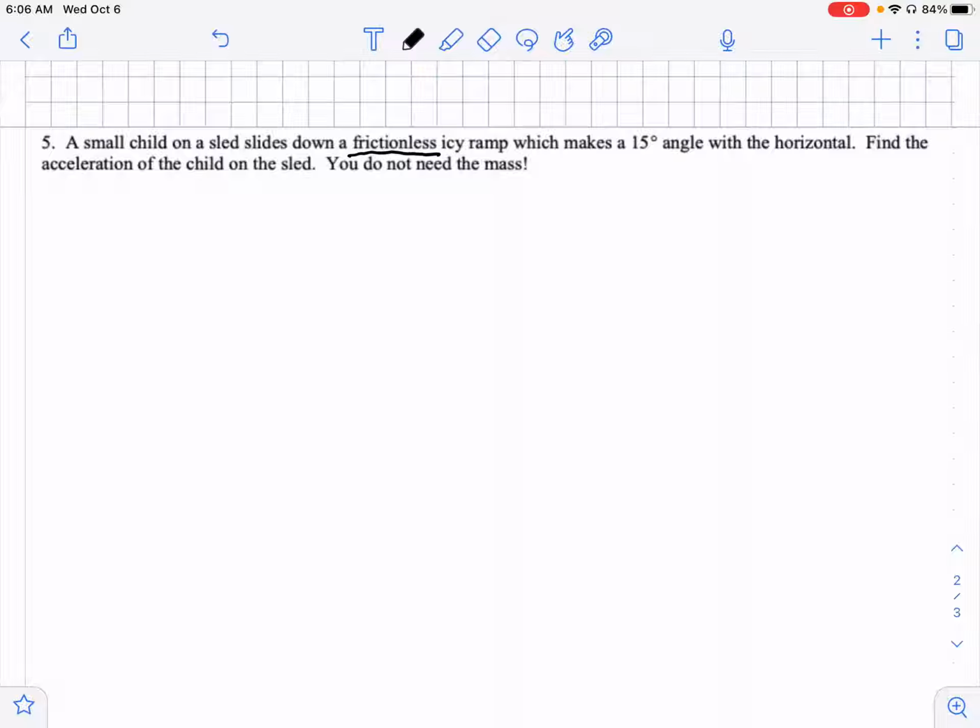So let's first make our free body diagram. We have Fg down, and then we have the normal force, perpendicular. And so this is all our forces, because it's a frictionless icy ramp, so there's no friction, and they're just sliding down the ramp. So it's the x component of that weight that is causing the child to go down the ramp. And so if I make a net force equation from here, my net force in x and my net force in y.